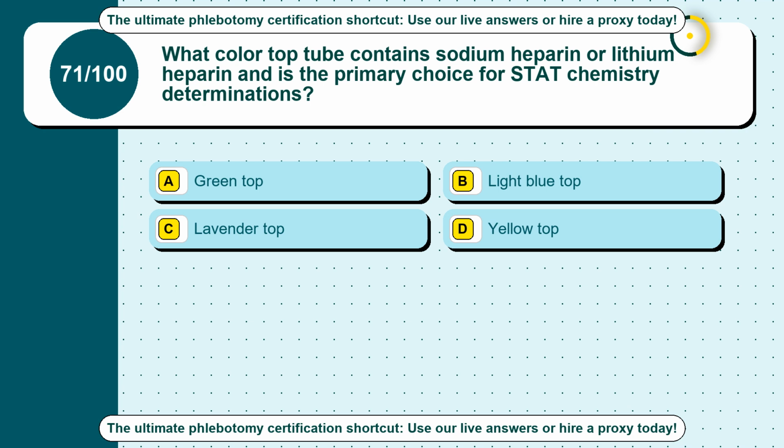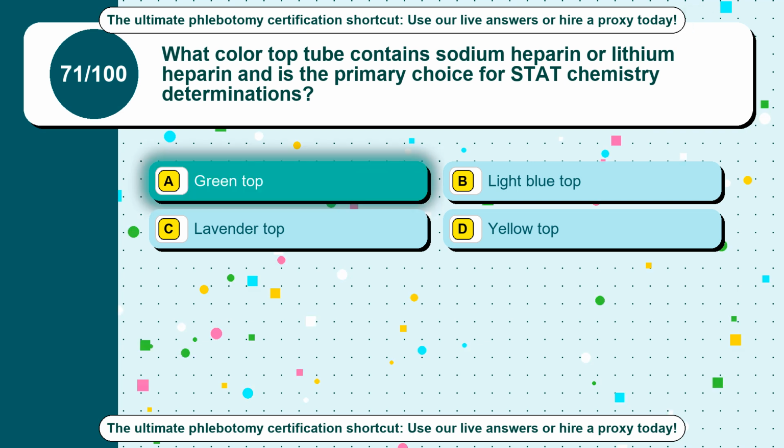determinations? Option A, green top. Option B, light blue top. Option C, lavender top. Option D, yellow top. The correct answer is option A, green top.